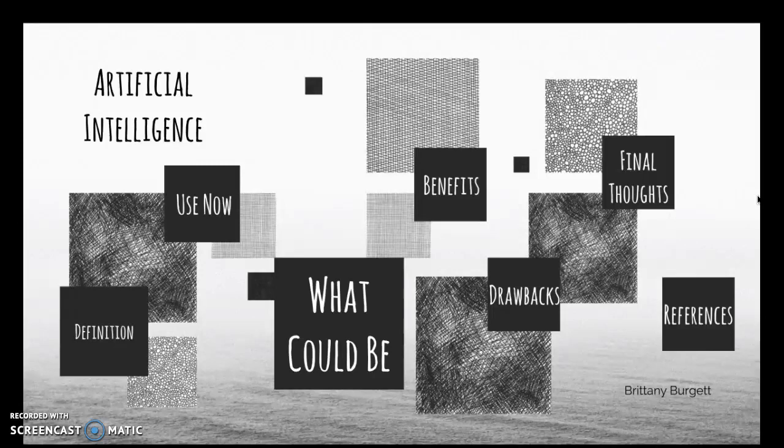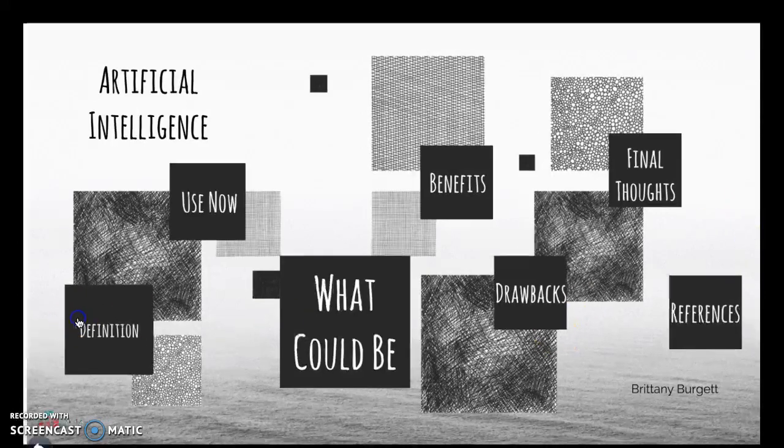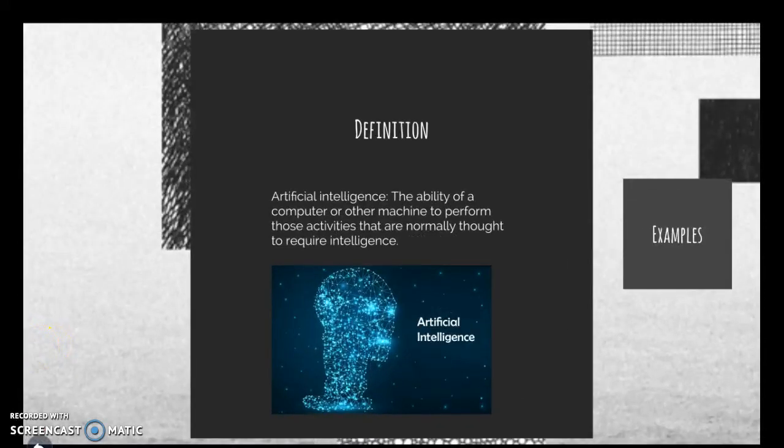Artificial intelligence. So let's start with the definition. The definition of artificial intelligence is the ability of a computer or other machine to perform those activities that are normally thought to require intelligence, or the branch of computer science concerned with the development of these machines having this ability. So when I think of artificial intelligence, I think of robots.